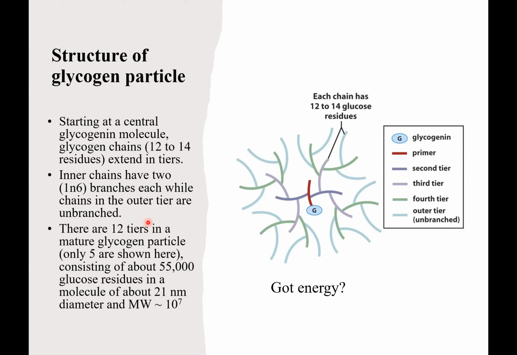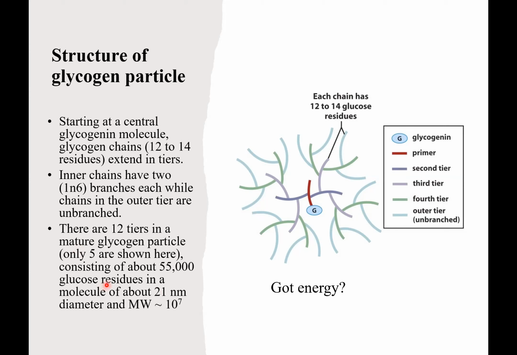Just looking at all this, it depends on where we're looking. Yeah, the inner chains, so these inner chains have alpha 1 to 6 branches, right? The green here, although they're calling this the fourth tier. Anyway, to be honest, I'm not too terribly worried about this, just to give you the general idea that this is a heavily tiered structure with these alpha 1 to 6 branches. Each one contains 12 to 14 residues. And ultimately there are 12 tiers, only 5 are shown here. So we have our primer, and then we have second tier, third tier, fourth tier, etc.